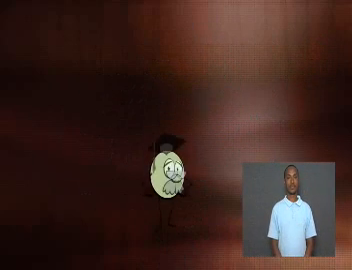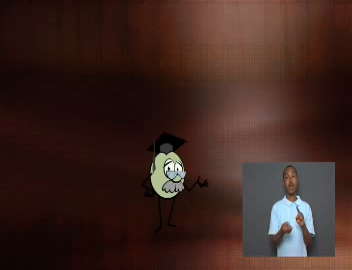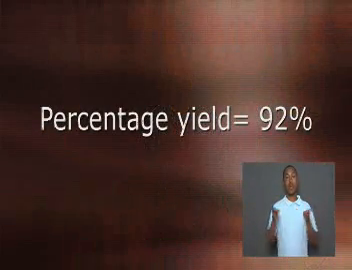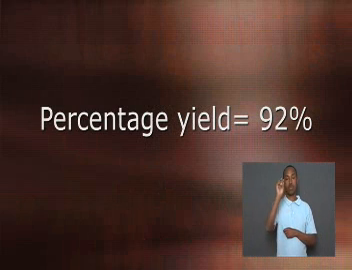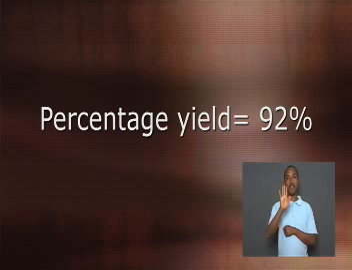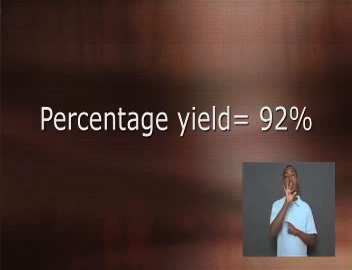Time's up. Let's get back to our lesson. Hello again, students. I am sure you were able to solve this problem. When 20 grams of sulfur dioxide reacts with oxygen, 25 grams of sulfur trioxide are formed, and there is a percentage yield of 92%.